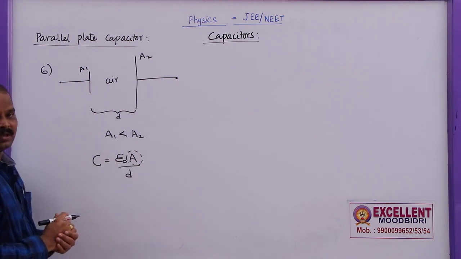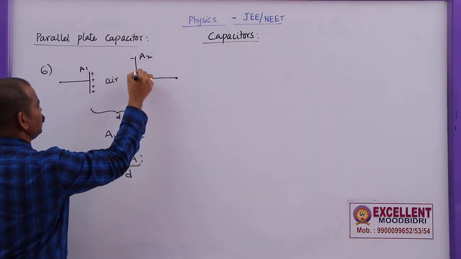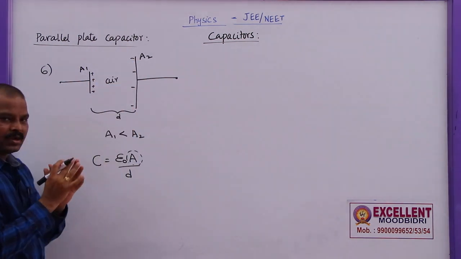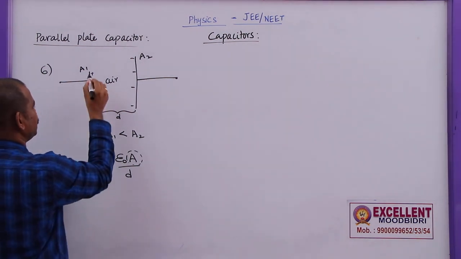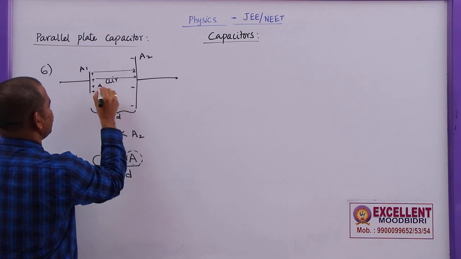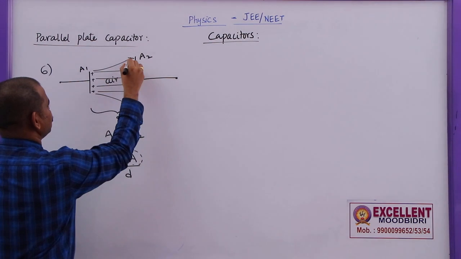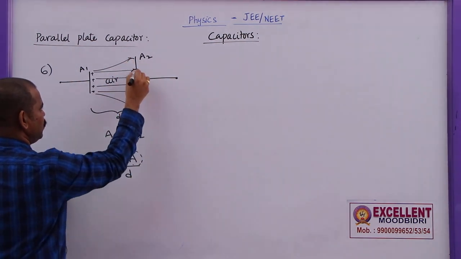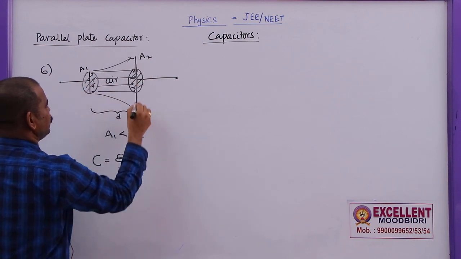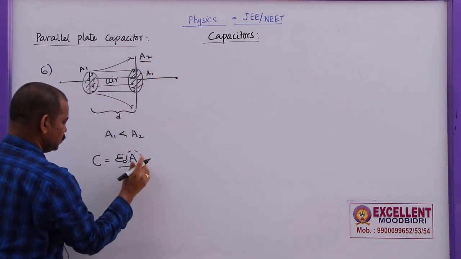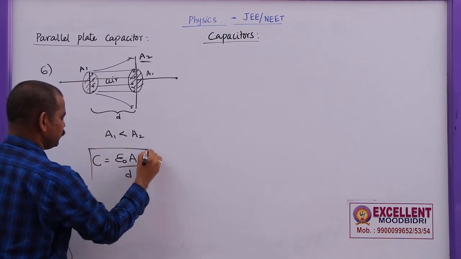We have two areas, but let us say this is positively charged and this is negatively charged here. So, we need to consider only the area of the smaller plate. Why? Because the field lines that are traveling here will travel like this and these lines will travel like this. So, you have to take only this area. That means, area of this plate is A1 and the area of this plate, even though it is A2, we have to consider A1. So, this formula is epsilon naught A1 by D.